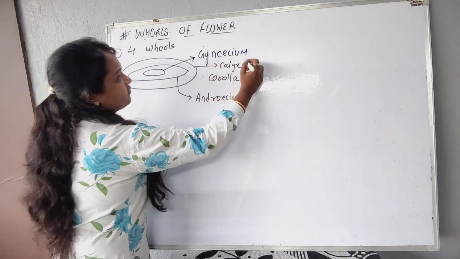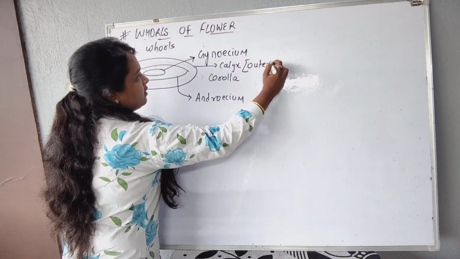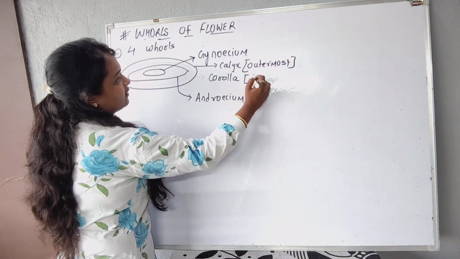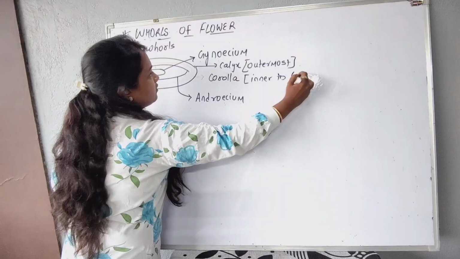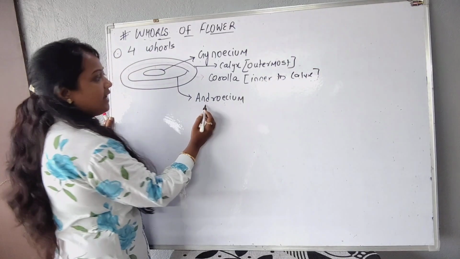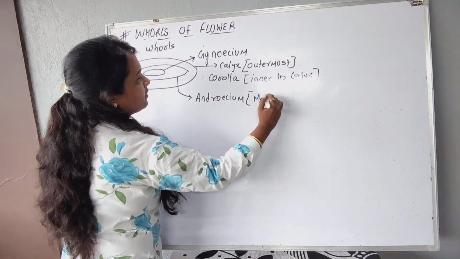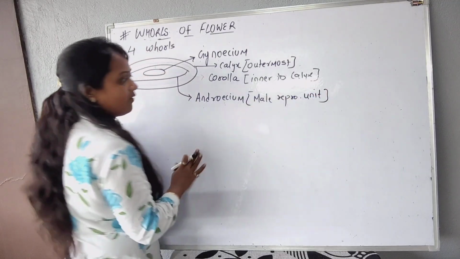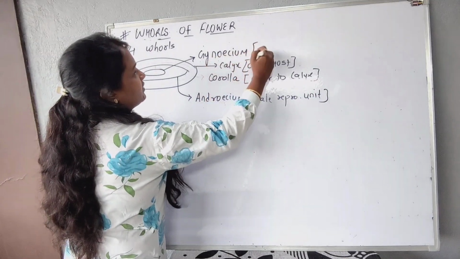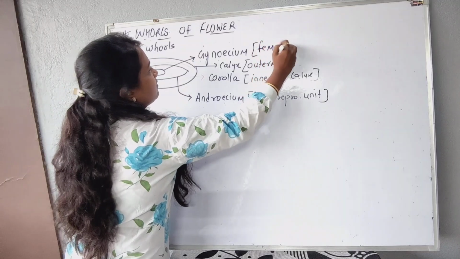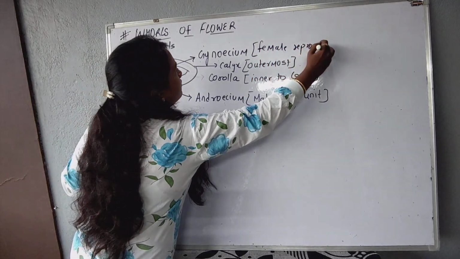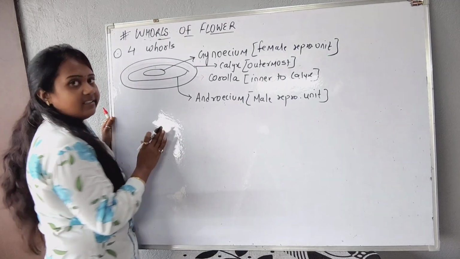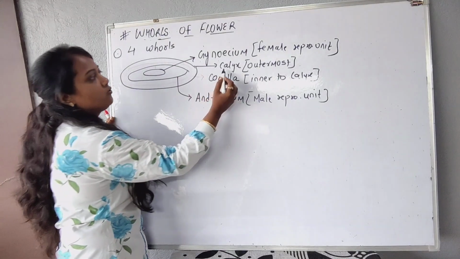The calyx, which I told just now, is the outermost, and inner to calyx is corolla. The androecium is the male reproductive unit of the flower, and gynoecium is the female reproductive unit of the flower.